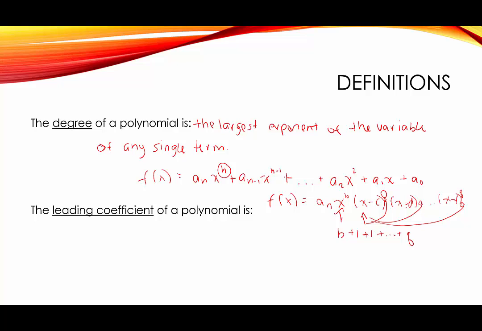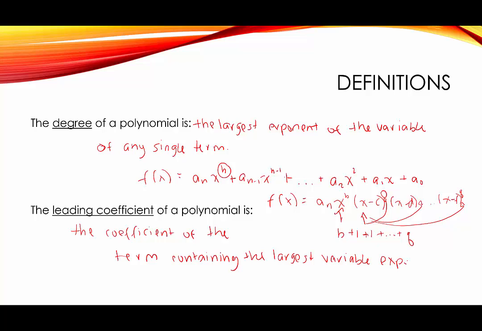Okay, our second definition, the leading coefficient of a polynomial. So that's going to be that term that contains the largest exponent of the variable. It's the number that's being multiplied to it. So the leading coefficient of a polynomial is the coefficient of the term containing the largest exponent of the variable. I'm just going to change it to variable exponent because this is really hard to write on.